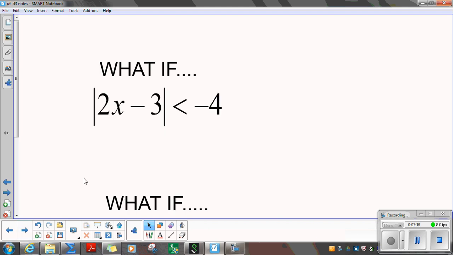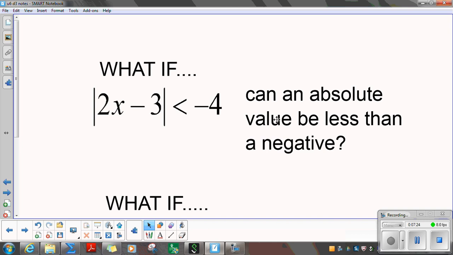Now, question for you. What if you had the absolute value is less than negative 4? Well, the first question should be, can an absolute value be less than a negative? No, it's always going to be positive, right? So because it says it's got to be less than a negative, that's not possible, which means you have no solution. Okay, and you could probably figure that out just by looking at it yourself, not even trying to work it out, because if you tried to create a compound inequality, it would still give you two inequalities. However, when you test them, they don't always come out true, so you have to be careful.